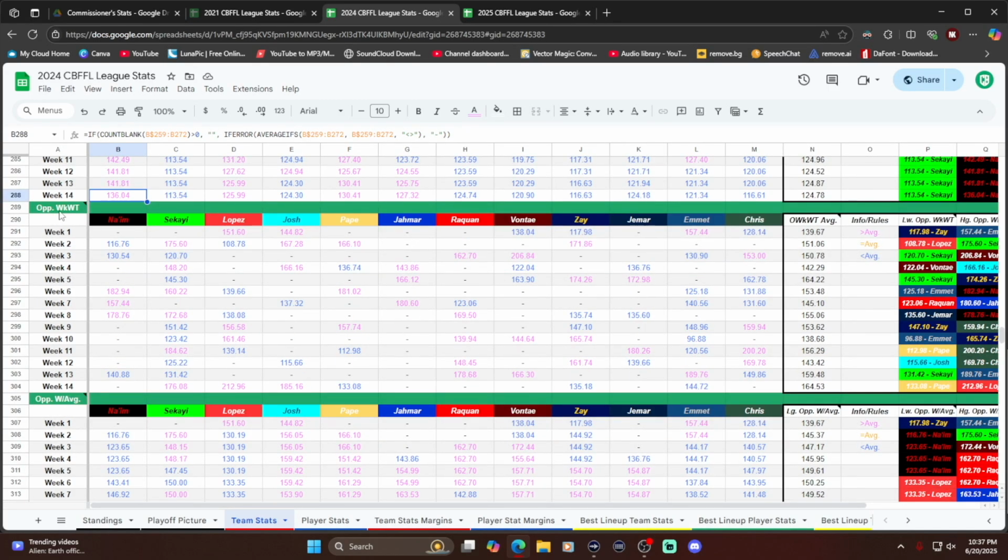Next, we have opponent's weekly win total. How many points your opponent scores in their win against you. As you can see, if it's pink, that means it's above. If it's blue, that means it's below.